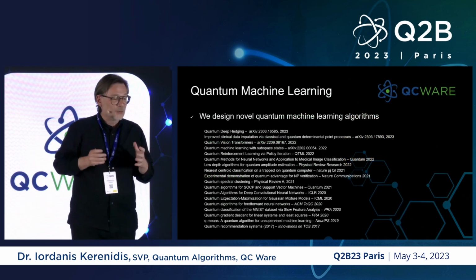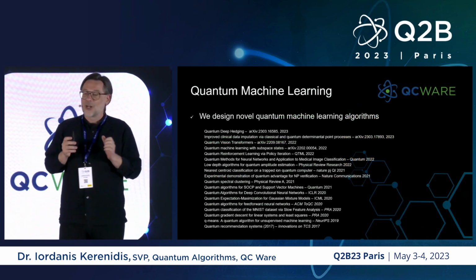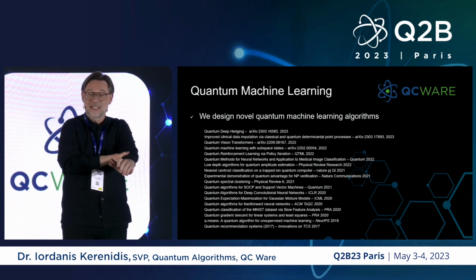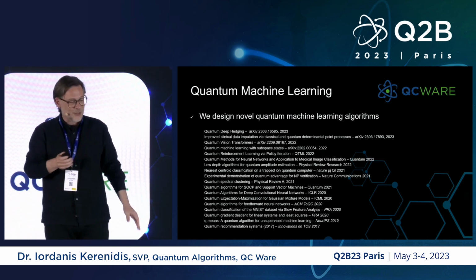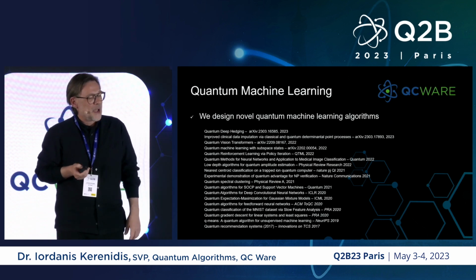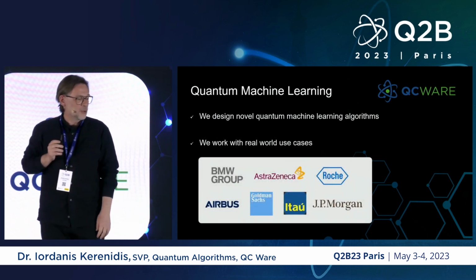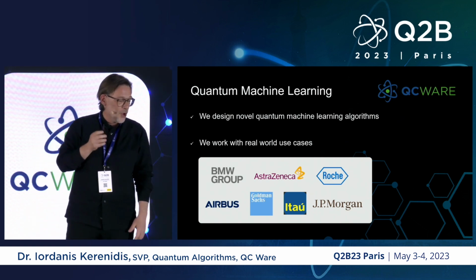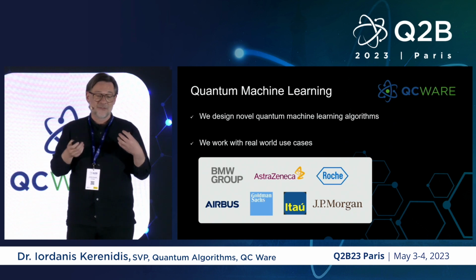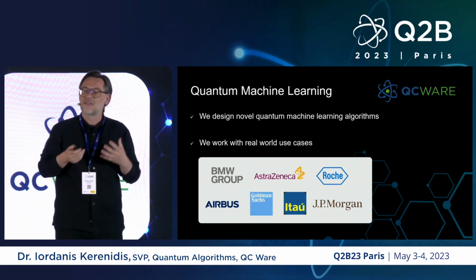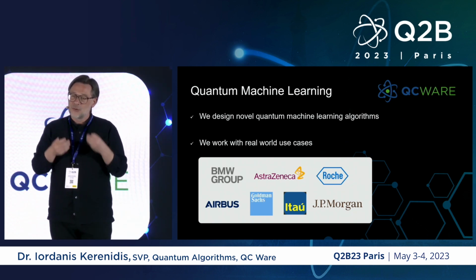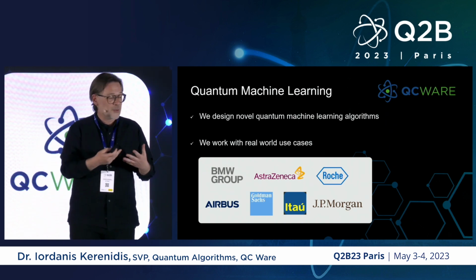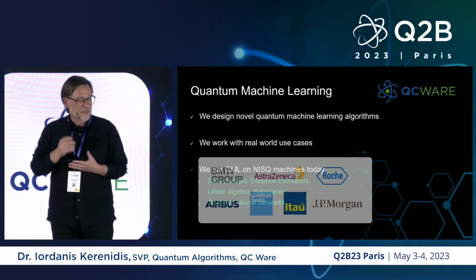This is exactly what we do at QC Ware. We design novel quantum machine learning algorithms. This is a list of some of the works we have been doing recently on the machine learning side. I'm not going to go through any of these, but the other thing that we do is work with real-world use cases. We have a large roster of customers who come to us with specific use cases, or we discuss and come up with them, where we want to understand really what the power of quantum algorithms and quantum machine learning is for these particular use cases.